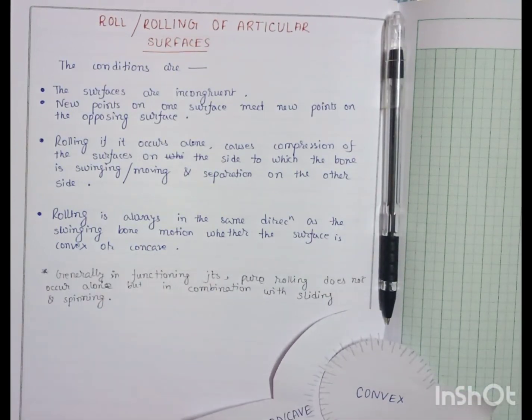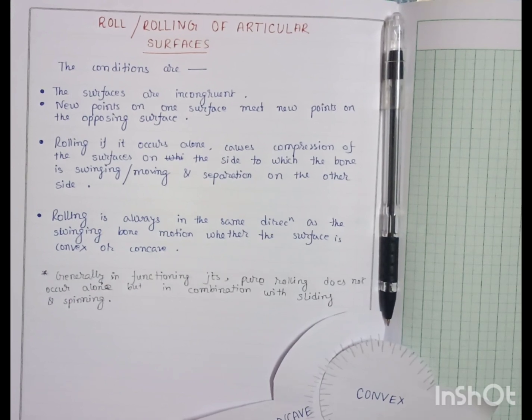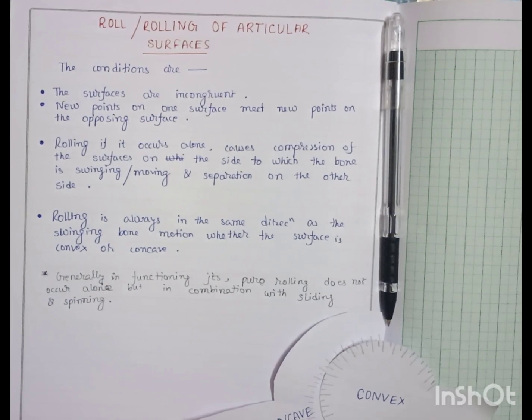And the ultimate conclusion is that in any joint, pure rolling movement does not occur. It always occurs with gliding, sliding, spinning, etc.